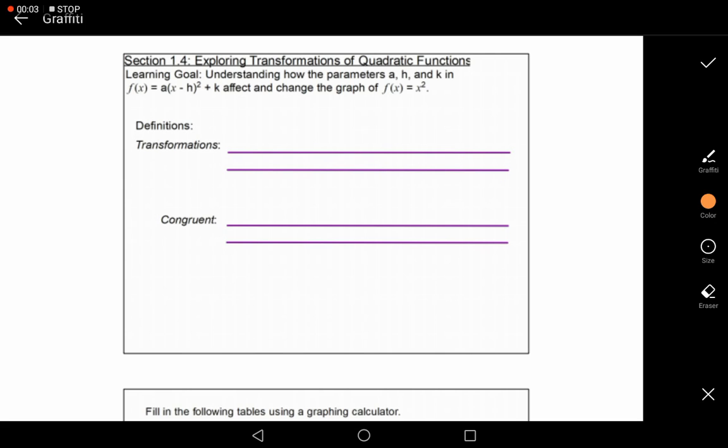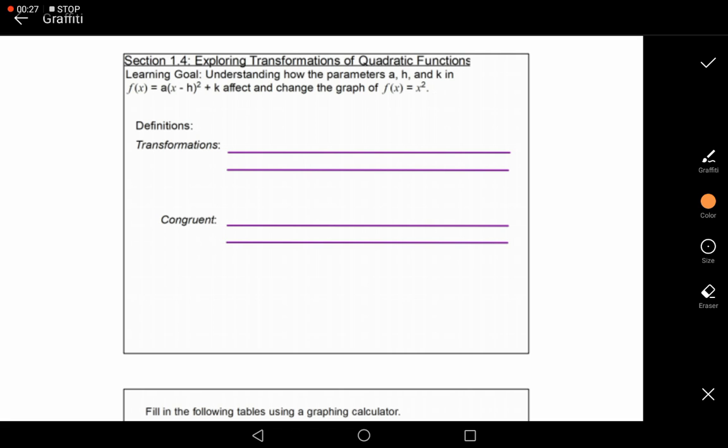This is Unit 1, Lesson 4, exploring transformations of quadratic functions. So our learning goal today is understanding how the parameters a, h, and k in the function f(x) = a(x - h)² + k affect and change the graph of f(x) = x².